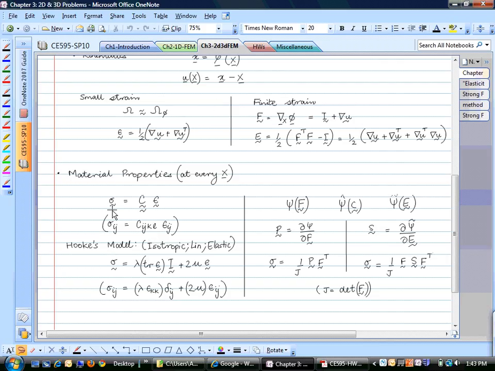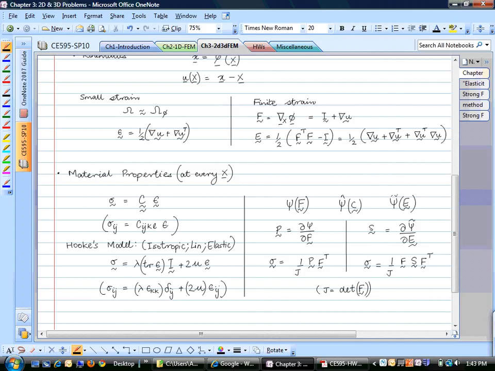And what does that mean? If you have sigma ij, we know that it has 9 components, 3 cross 3. Epsilon ij, actually there's a mistake here. Can somebody tell me what's the mistake in this? Right, it should be kl.